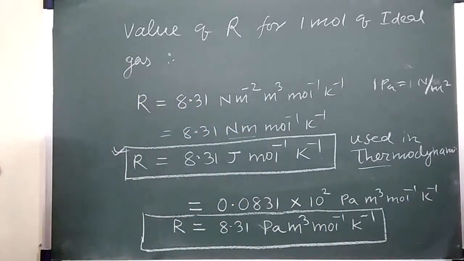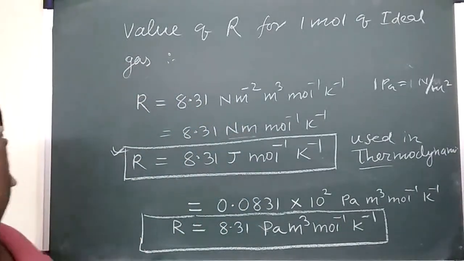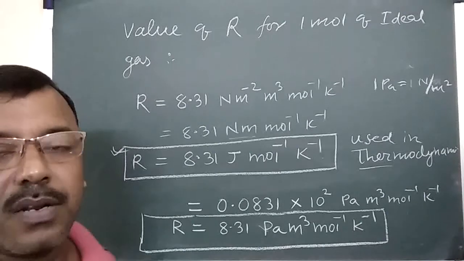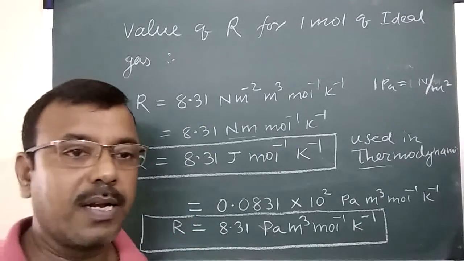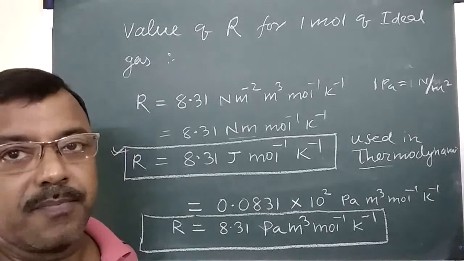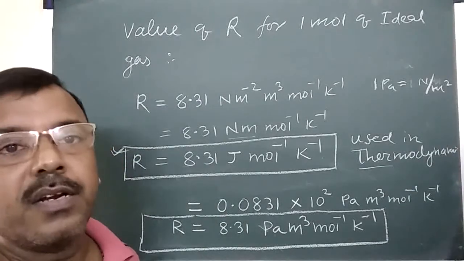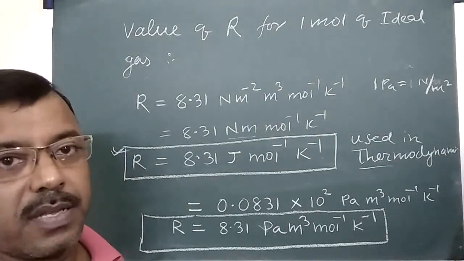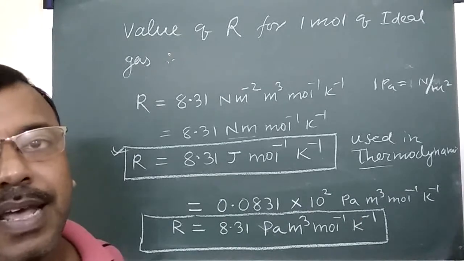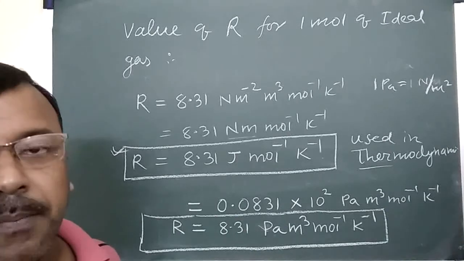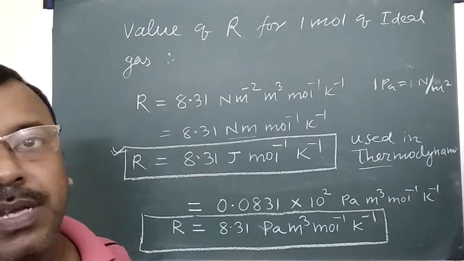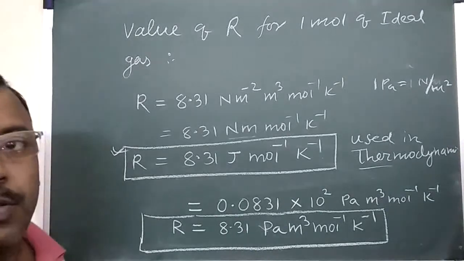But the first one, that value in terms of bar liter, we will use during the calculation, PV is equal to nRT. One more is there, that is related to the atmospheric pressure. When we take pressure as 1 atmosphere, this is old, but still it is used in chemistry. So for that, you see the calculation.